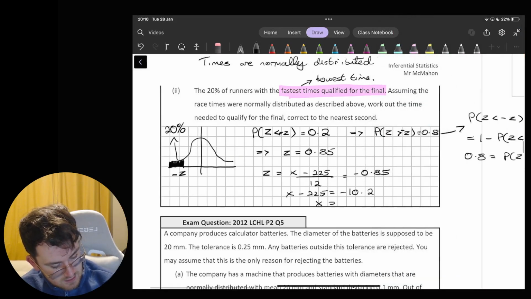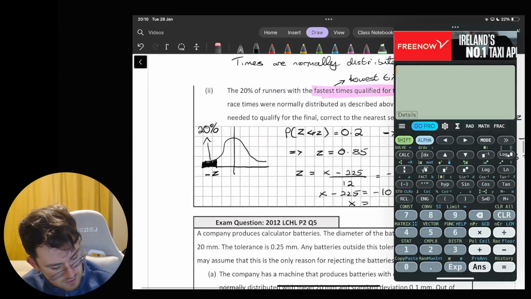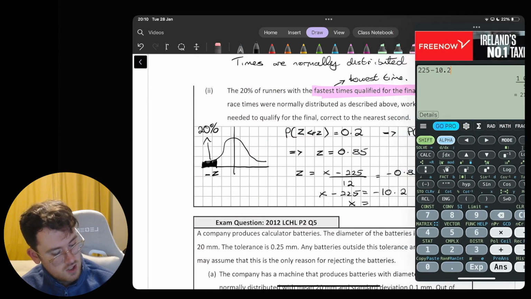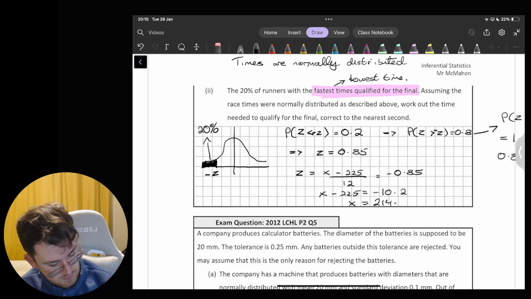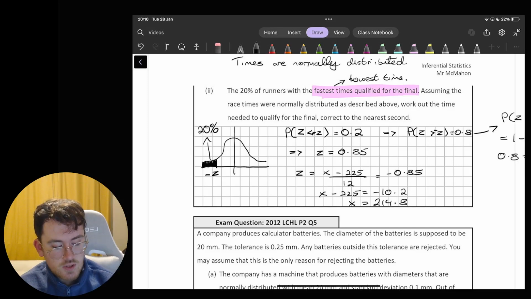and x is 225 minus 10.2, which is 214.8. Okay, so the time needed to qualify for the final is 214.8 seconds in this particular example.